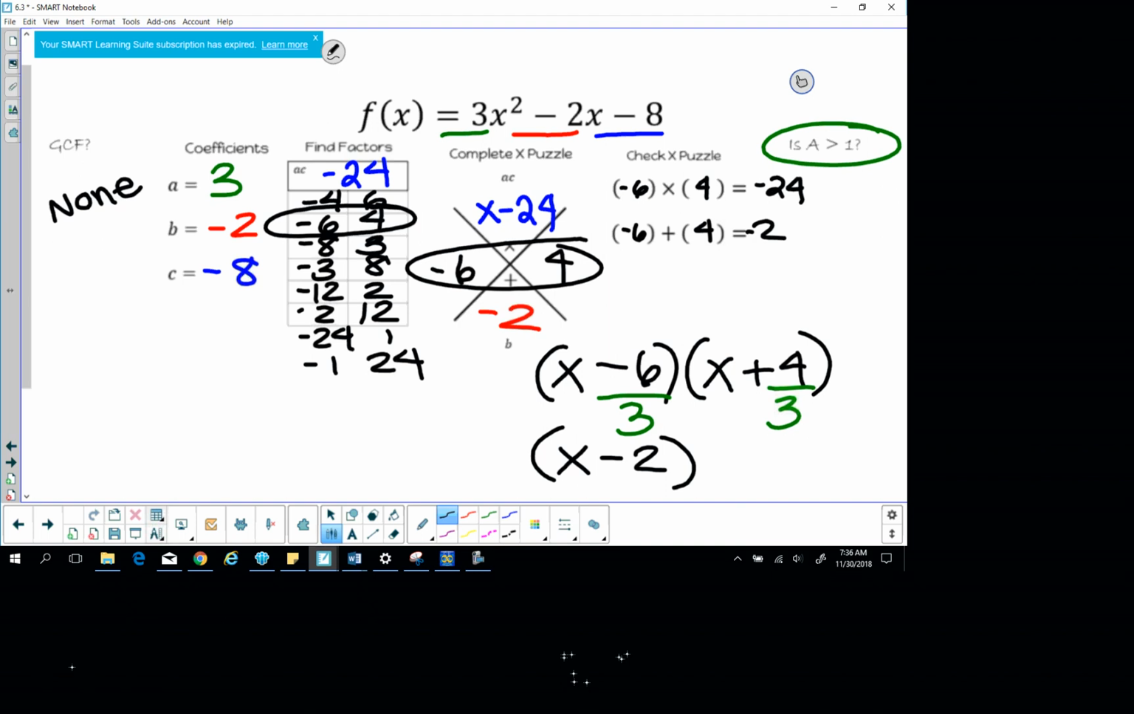Can this one reduce? No. If this can't reduce, see this bottom number? It goes and hangs out with the x. And that's your answer.